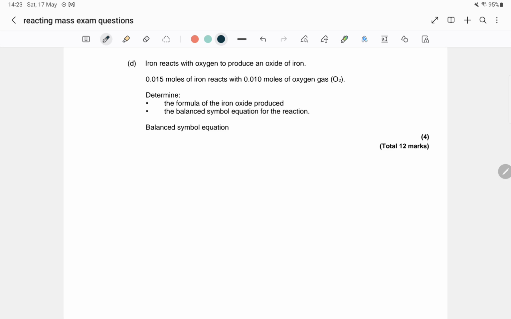We are going to go through another quantitative chemistry question along the lines of reacting masses, but this one's slightly different. This question has asked you to deduce the formula of iron oxide produced and then give a balanced symbol equation for the reaction. So we know we've got iron, which is Fe, plus oxygen gas, going to some sort of iron oxide. I don't know what the X or the Y is. That's what we're going to have to try and work out.